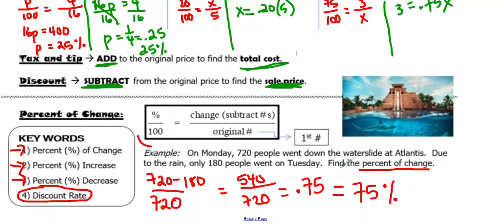If they didn't say increase or decrease, since the amount of people went down, you might want to put a minus sign in front of that. Again, remember, that means decrease also.